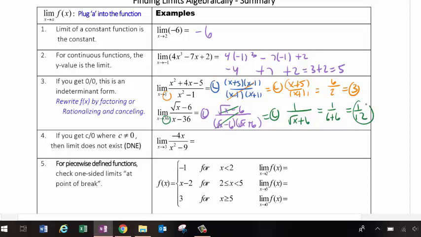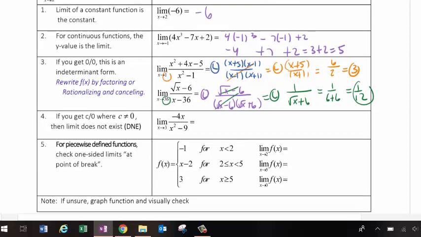Try to plug it in first. If you can't, 0 over 0 tells you can factor it. Going to number 4, we get a 0 on the bottom, but a number on the top.